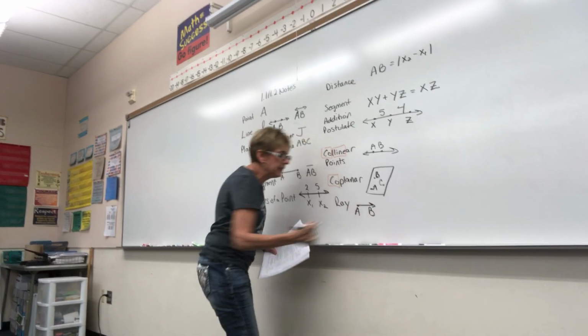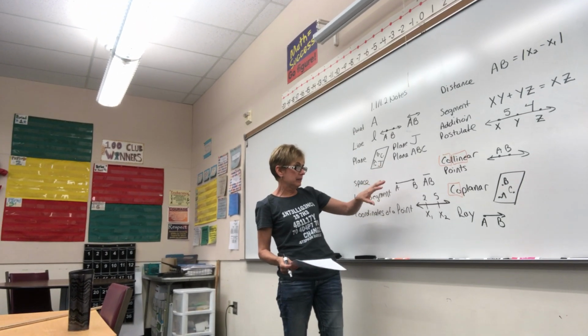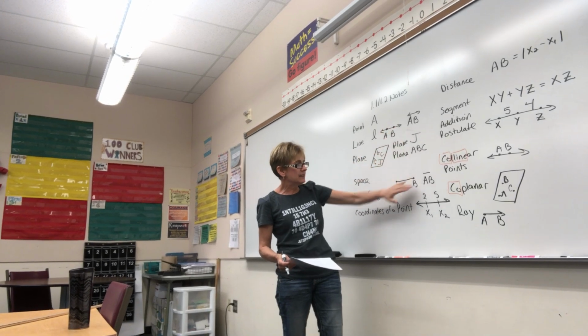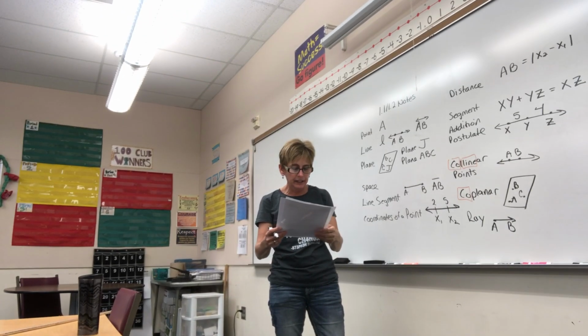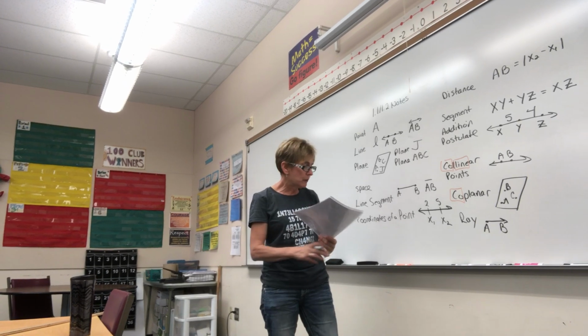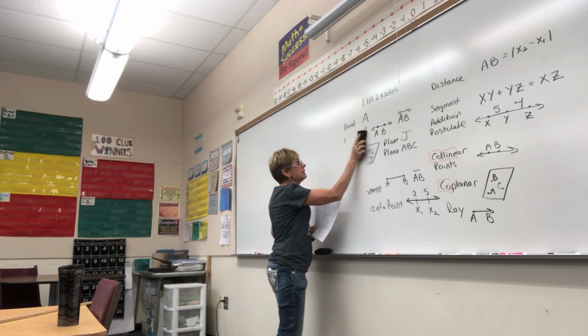So when we're drawing a ray, notice it's kind of a hybrid between the line and the segment, because it's got an arrow on one end and a dot on the other. All right? Okay, only 3 more vocabulary words. You guys are doing an awesome job. I know that this is a lot of work.